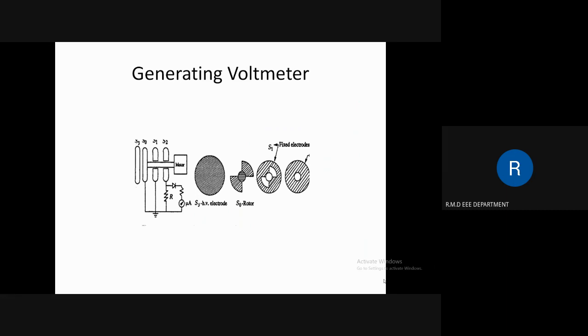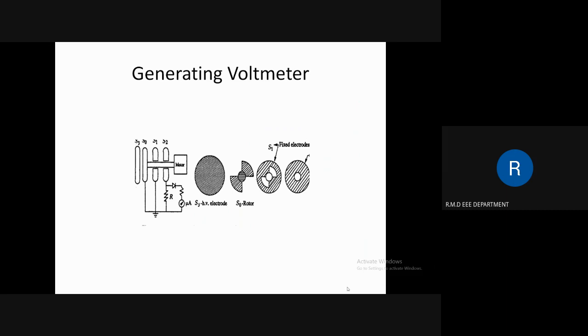Electromagnetic interference is also a problem in impulse voltage measurement. The devices used for high voltage measurements differ from low voltage measuring devices. Today's topic, the generating voltmeter, is a high voltage DC measurement system.